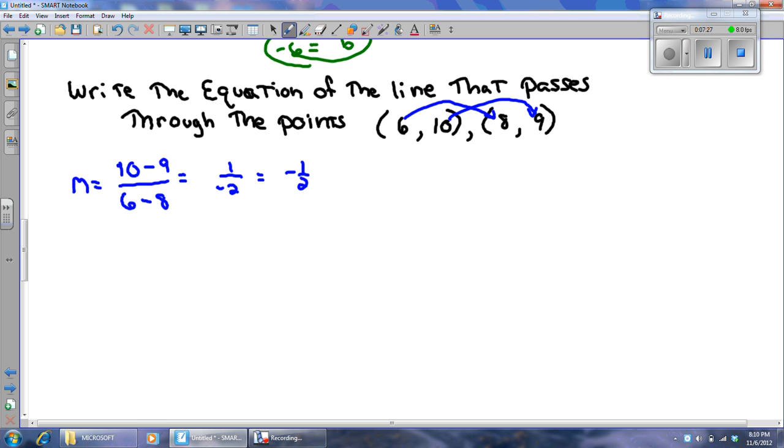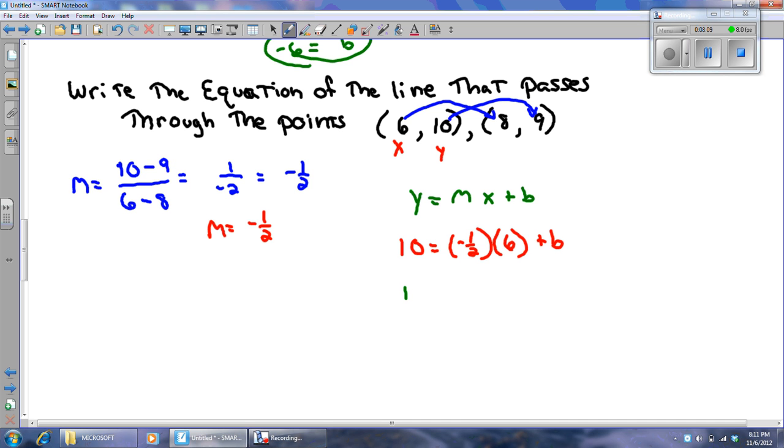I'm going to pick one of those points. I think 6, 10 looks like it's easier to work with, and I'm going to remember that 6 is an x coordinate and 10 is a y coordinate. I'm going to use the equation y equals mx plus b. Plug 10 in for y. M is negative 1/2, right? From over here, m equals negative 1/2. X is 6, and I'm going to add b in there.